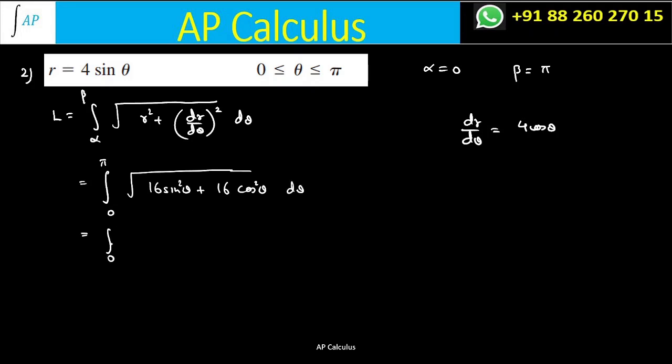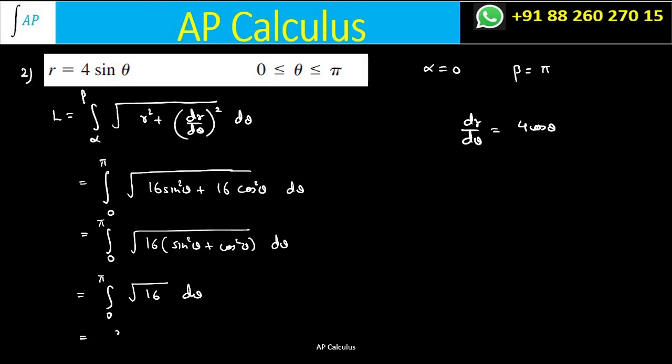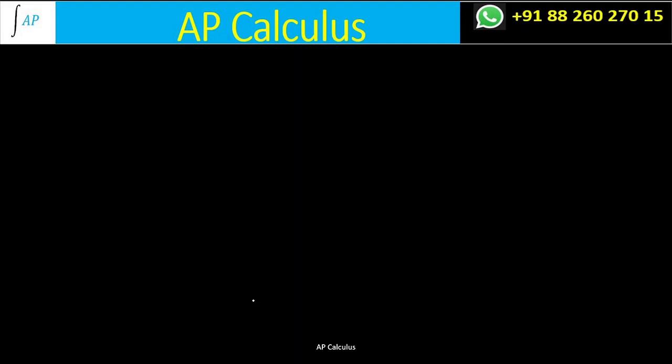This one is quite easy because if you take 16 common, it will be sin square theta plus cos square theta, and that's a standard identity. Sin square theta plus cos square theta is 1. So we'll be left with only square root of 16. Now square root of 16 is what? 4. So 4 d theta. 4 can be taken out of the integral, so it is basically 1 d theta.